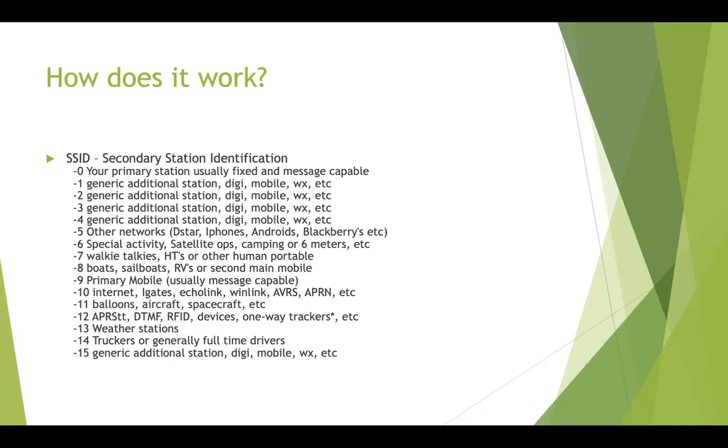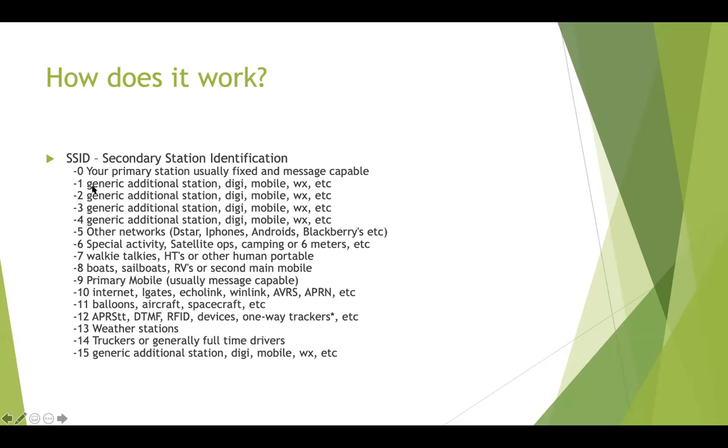We haven't talked about APRN, and I don't think I talk about that anywhere in this presentation, so I'm not sure why I put it in there. But okay, never mind. -11 could be balloons, aircraft, spacecraft, things like that. -12 would be APRS touch tone. I mentioned that before, but I'm not going to really go into it in depth. There's also RFID markers, devices, one-way trackers, things like that. -13 is reserved for weather stations. -14 is typically used for truckers or full-time drivers of some kind. -15 is a generic additional station.